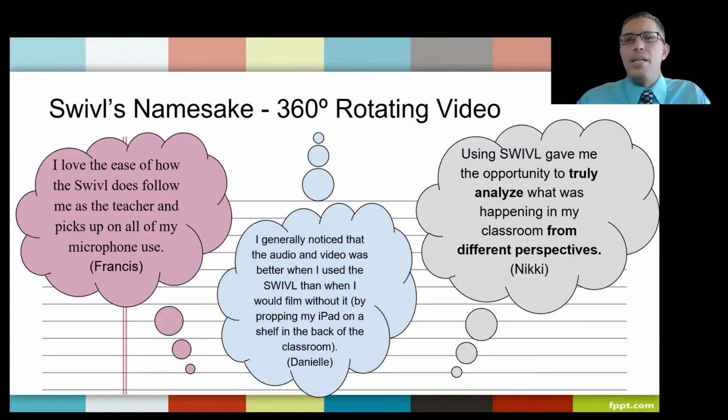However, one comment that came up is Nikki's, this last one here on the right. She said that the Swivl gave her the opportunity to truly analyze what was happening in her classroom from different perspectives. Obviously this 360 rotating feature gave her visual perspectives of how to see her classroom, especially from a student's perspective perhaps. But she says that was enough to give her more information and understand what was more accurately happening in her classroom.